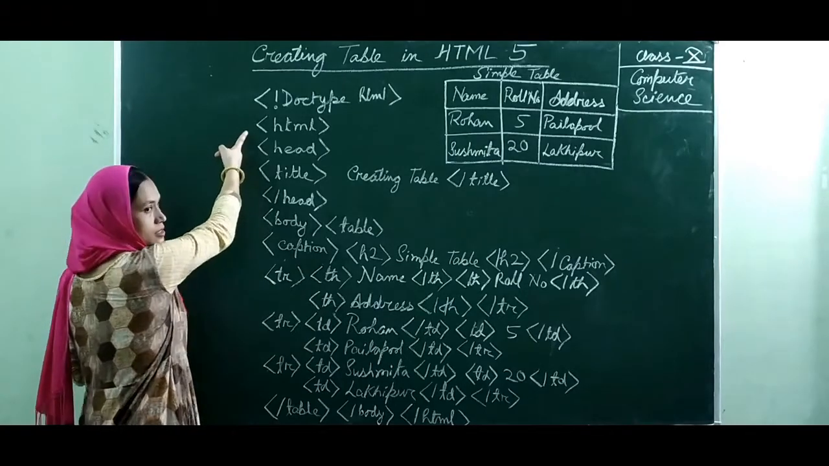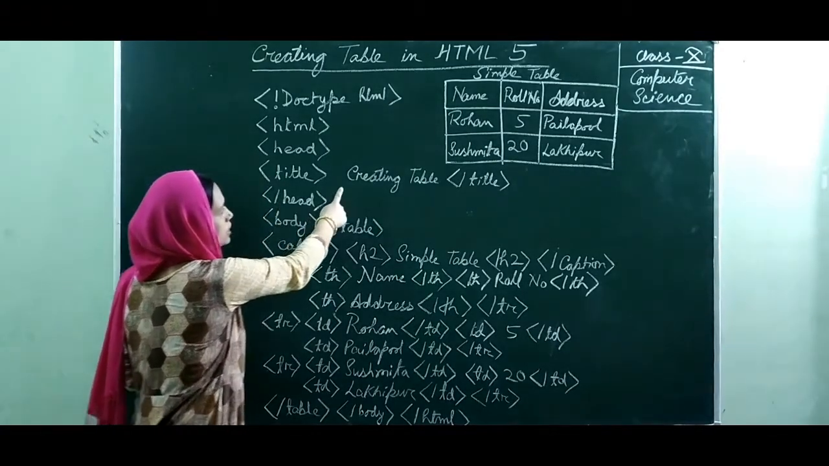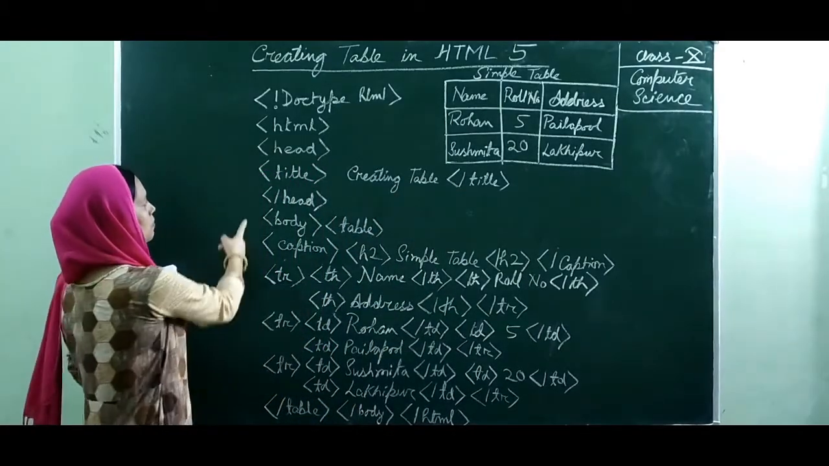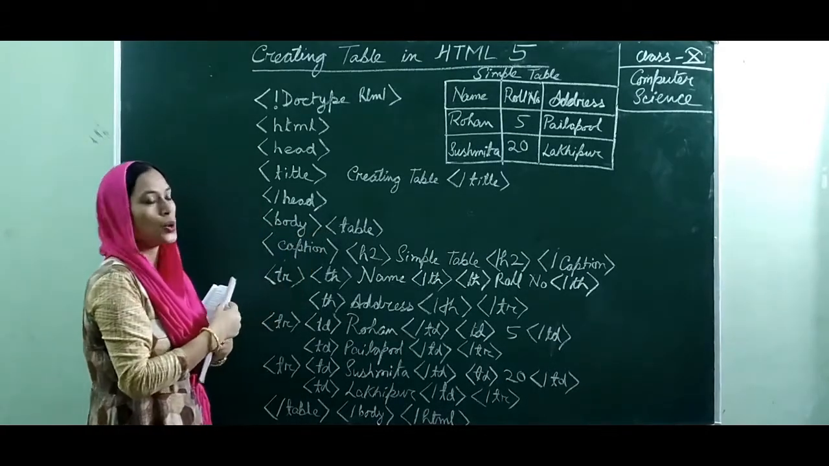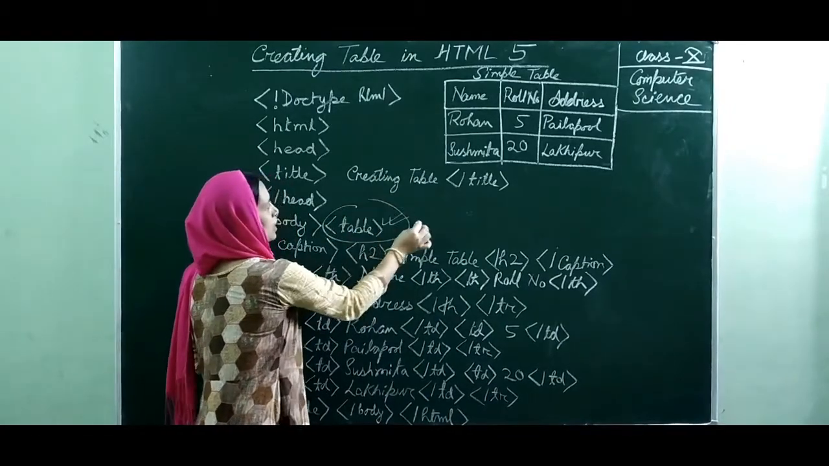Here, as before, HTML has a title. We have written the title of this page and we have closed the title here. Then we have closed the HTML. Then we begin the body and we begin the table tag. With the help of this table tag, we create this table.